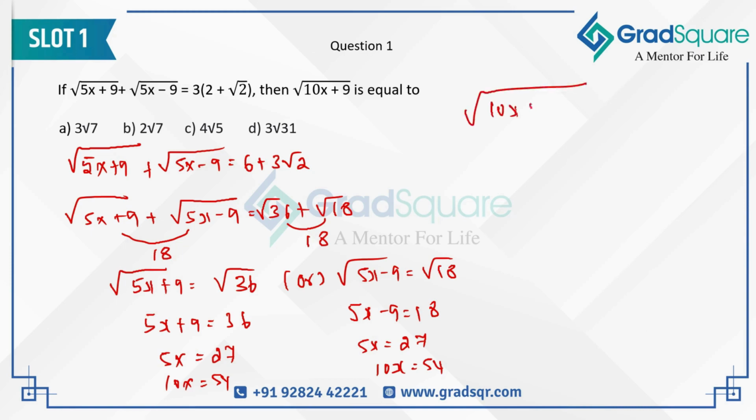So 10x plus 9 is equal to 54 plus 9. So square root of 63 will be the answer, which is equal to 3 root 7 will be the solution for the given question. So option A is the correct answer.